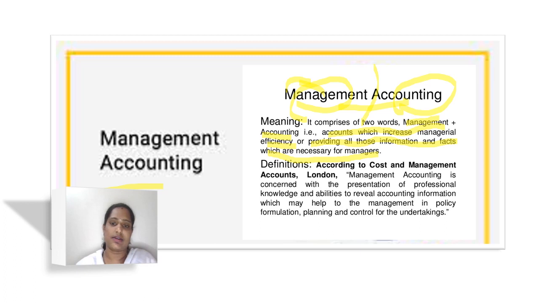That is what it says. Okay, in definition, according to cost and management accounts, management accounting is concerned with presentation of professional knowledge and abilities to reveal accounting information which may help the management in policy formation, in planning and control for the undertakings.